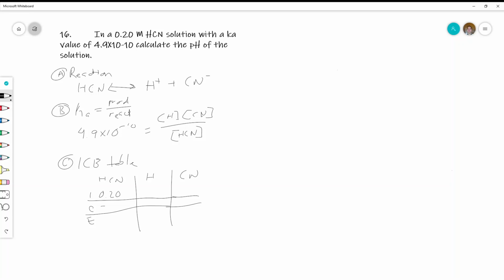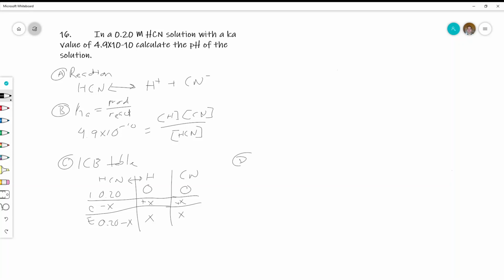Alright, we're going to be losing that at a rate of x, so 0.20 minus x is our concentration at equilibrium. For our products, we don't have any of those initially, so those are going to be 0. But we're going to be gaining those, so we're going to have a plus x on both of those. Alright, so then we go ahead and plug our values into our Ka equation.